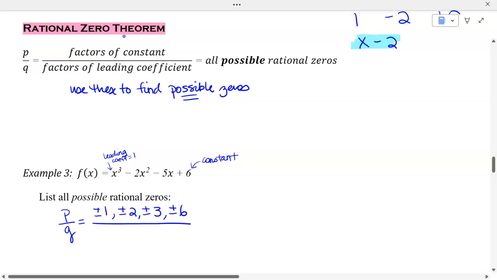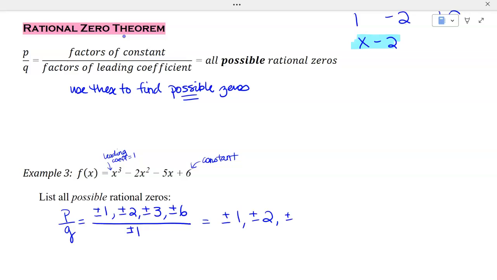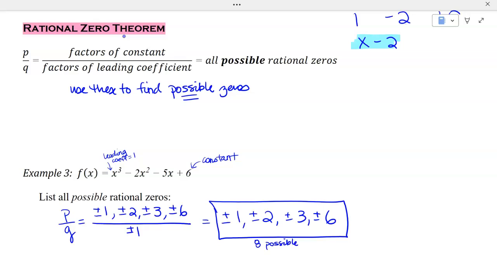And then the only factors of 1 are just plus or minus 1. And we can simplify this: 1 over 1 is just going to be 1, 2 over 1 is going to be 2, and so on and so forth. So these are our only possible zeros. And you notice this right here is 2 possible zeros, another 2, another 2, and another 2. So really we have 8 possible zeros for this particular polynomial.